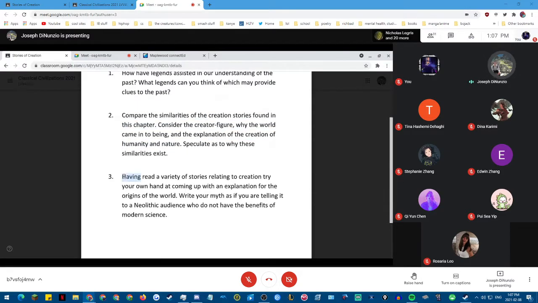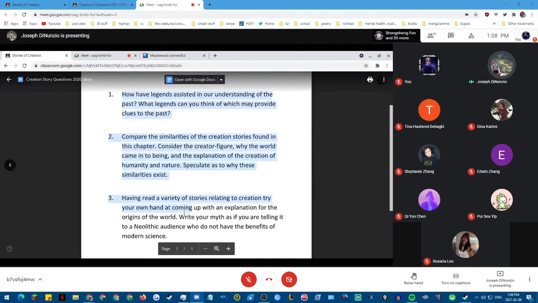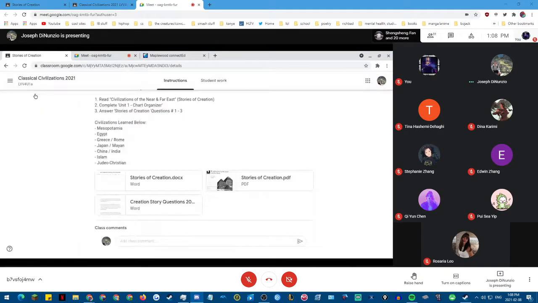And the last one is, having read a variety of stories related to creation, try your own hand at coming up with an explanation for the origins of the world. Write your myths as if you are telling it to a Neolithic audience who do not have the benefits of modern science. Okay, so these are just 3 simple reflection questions for you.